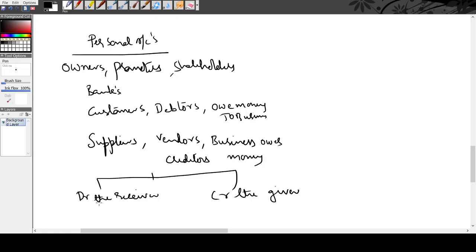Now what do you mean by debit the receiver? If somebody has received money or money's worth from the business and they owe money to the business, then we debit them. Who are credit the giver? When will we record somebody as a giver? When business owes money to them. So when the business has taken goods or services from them and the business owes money to them, then we are going to credit the account. The rules are debit the receiver and credit the giver.